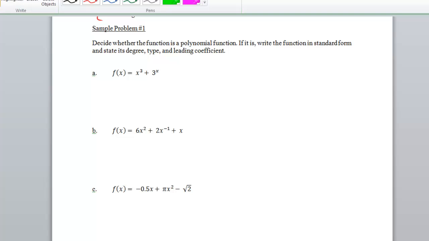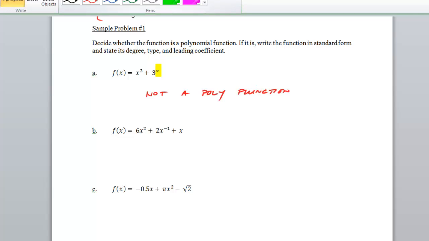Okay, so let's take a look at this first one. It says decide whether it's a polynomial function. In order for us to make this determination, the first thing we need to do is determine if the exponents are whole numbers. If we look at this, we can see we have x to the 3rd and then we have 3 to the x power. That variable right there in the exponent is not a whole number, so this is not a polynomial function. So we can just go ahead and stop at that point.